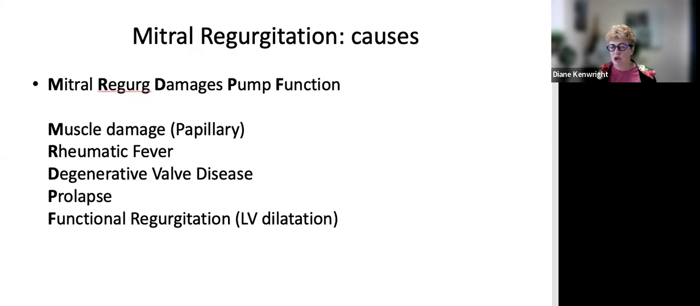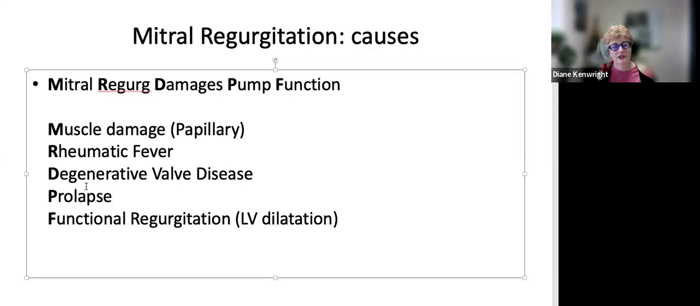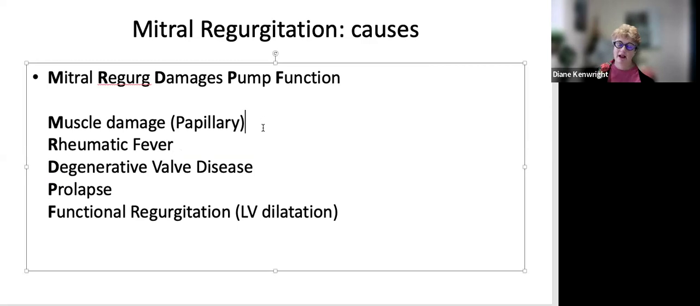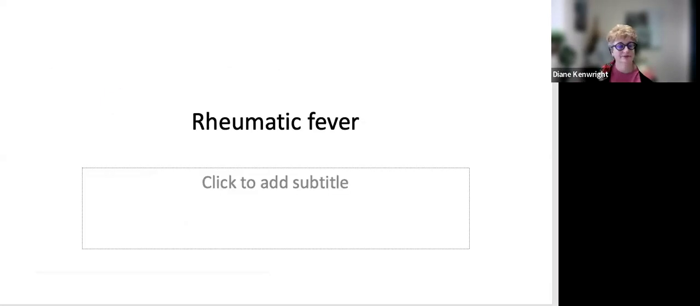What causes mitral regurgitation? Various things. So commonly, as we've said, due to mitral valve degenerative disease here, rheumatic fever, which we'll talk about in a little while, muscle damage, papillary muscle damage from ischemic heart disease, or left ventricular dilation, which just moves the valve opening out. So it just expands it, so it's no longer competent.